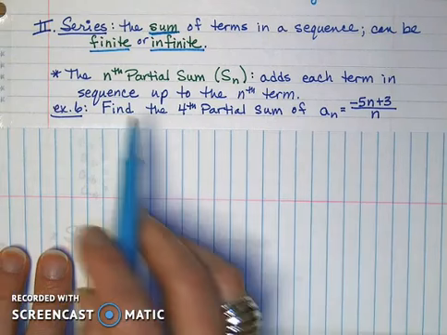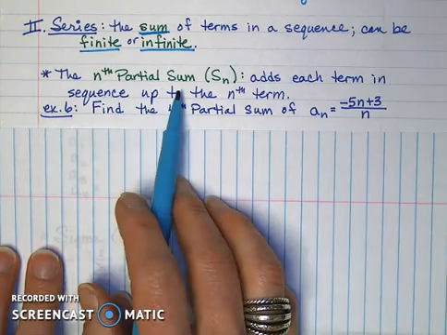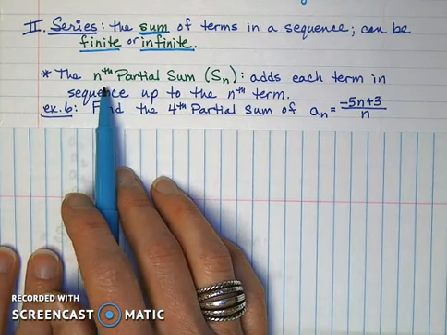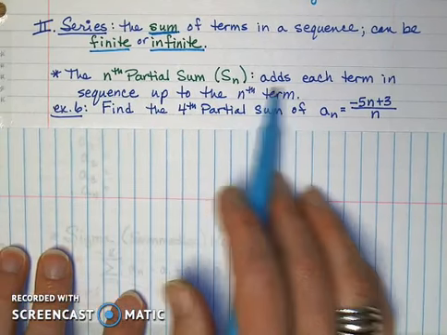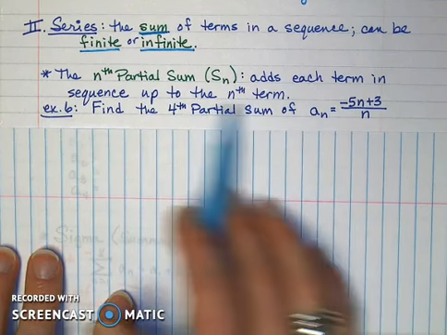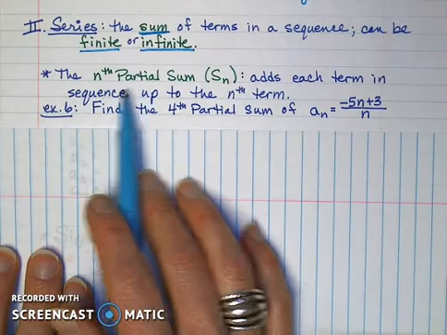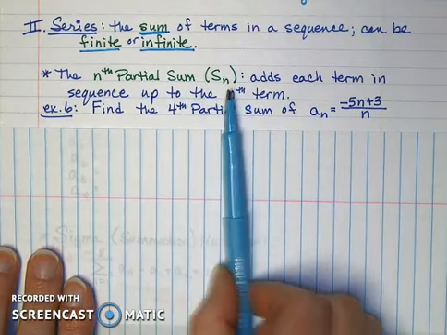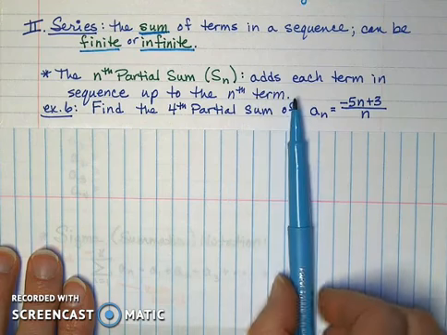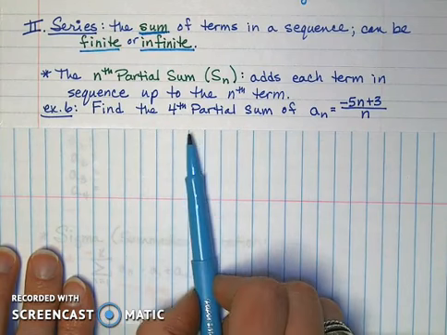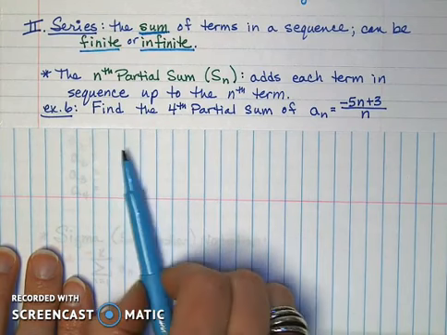There's something called the nth partial sum, which means if I want the fourth partial sum, you're going to add each term up to the fourth term. So if you want the fifth partial sum, you're going to get the first term plus the second plus the third plus the fourth plus the fifth. You have to write all of them out and then you just add them up.